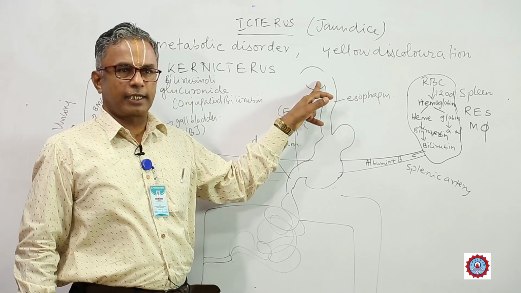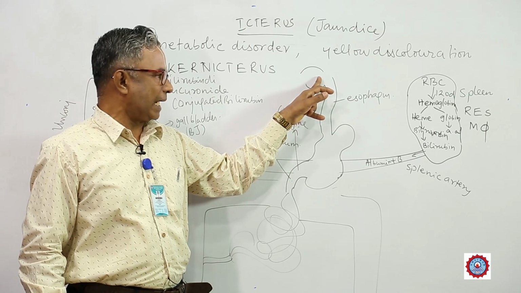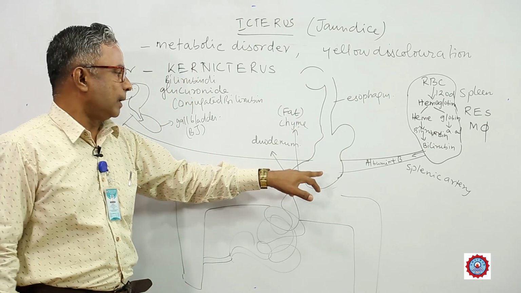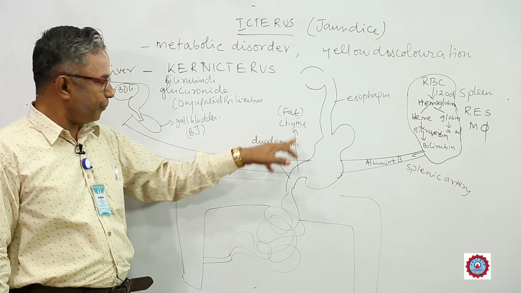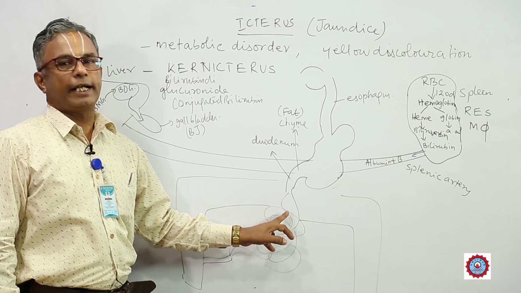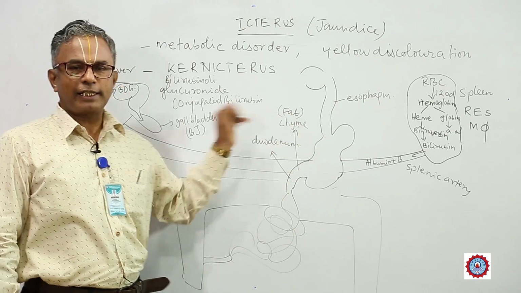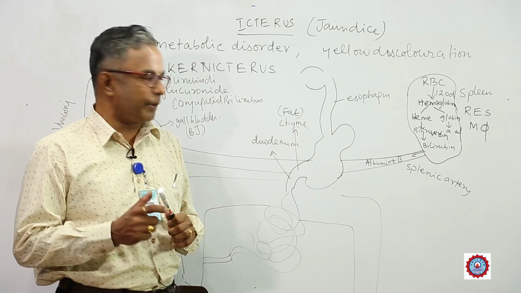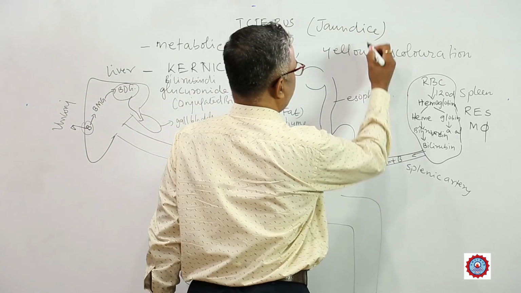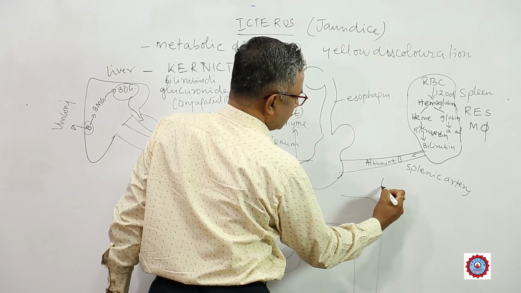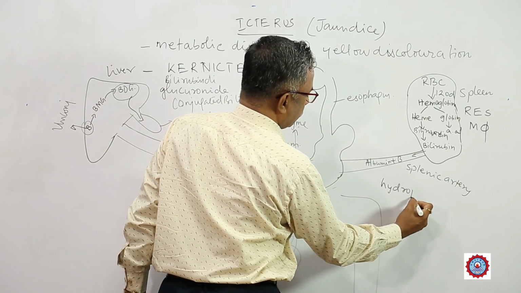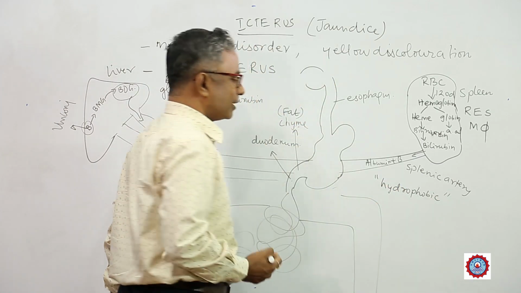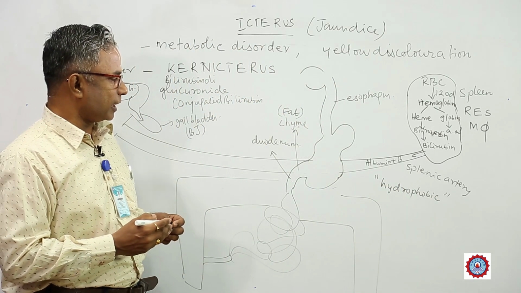Carbohydrates are digested in the mouth by saliva, in the stomach proteins are digested, and then the partially digested food chyme comes out of the stomach and enters into the duodenum, where fat has to be metabolized. Now, this fat is hydrophobic in nature. What do you mean by hydrophobic? Hydrophobic means it does not dissolve in water. Whenever you put oil in water, oil does not dissolve in water. We call that as hydrophobic.